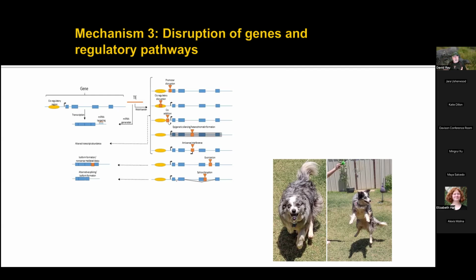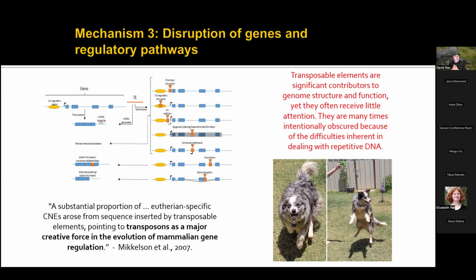And that's very common among dogs and also some other organisms. But as you can see, there are actual physical phenotypes that derive from these insertions that occur throughout the genome. And that has led to these statements. One of them was from a paper that I was on many years ago: this idea that transposons and transposable elements are a major creative force in the evolution of mammalian gene regulation, as you can see with my dog right there.